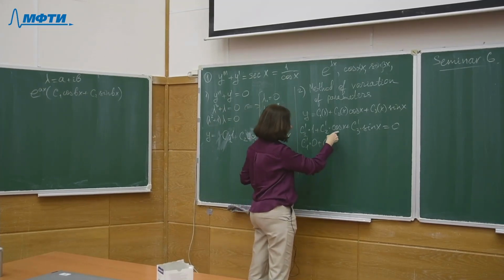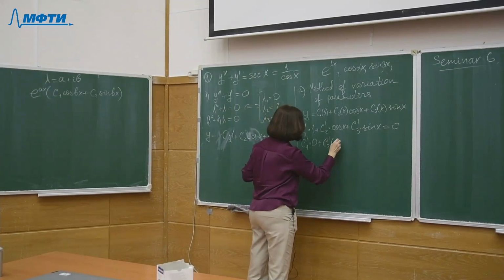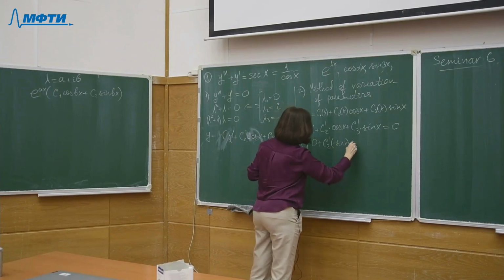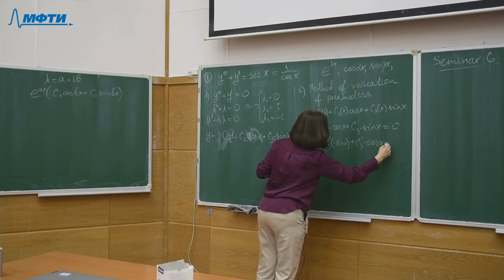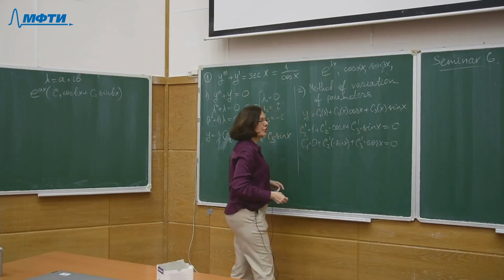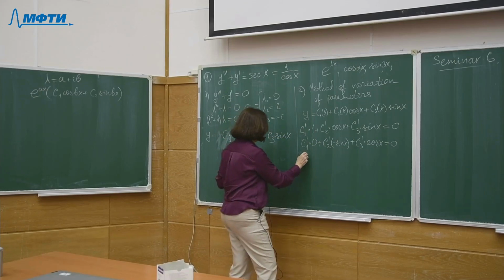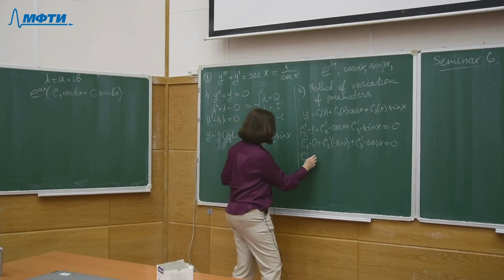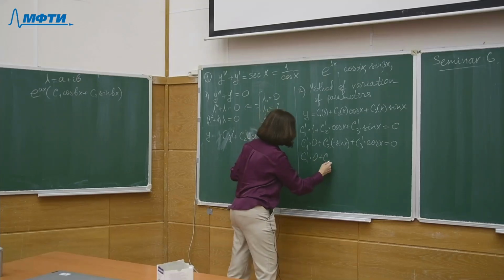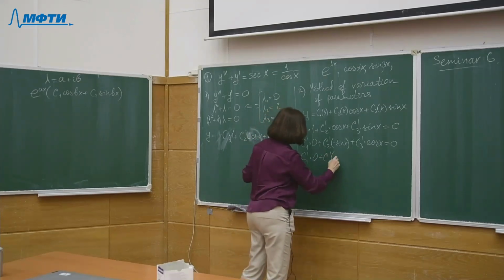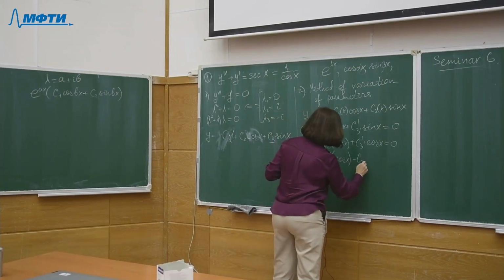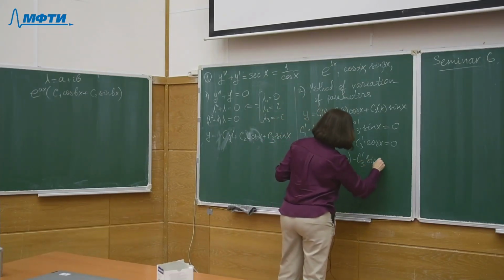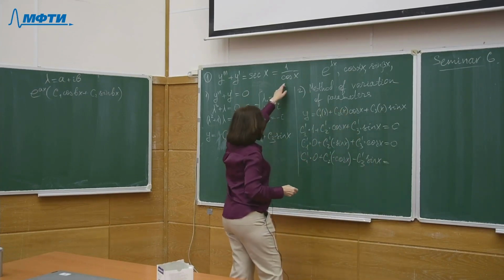C2 prime times the derivative of cos x, which is minus sine x, plus C3 prime times cos x equals 0. So cos x is the derivative of sine x. And the last equation will be C1 prime times the derivative of 0, which is 0, C2 prime times minus cos x minus C3 prime times sine x equals not 0, but 1 over cos x.